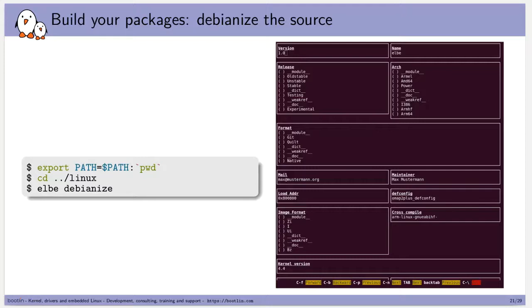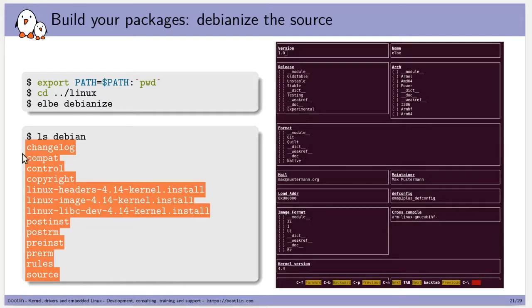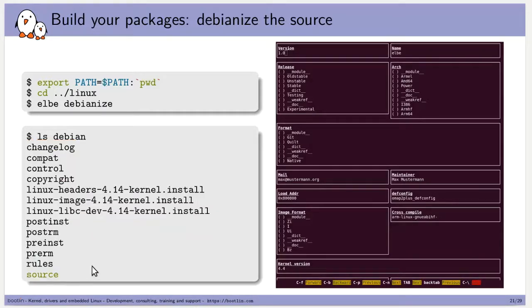So, for example, for Linux, you can choose the defconfig, the architecture, the release, etc. After you complete all this configuration, ELBE will create the Debian directory inside the package, so here Linux. For example, for Linux, it will create all of those files. As I said, for Linux, it's already scripted. So normally, if you just configure this UI correctly, you will have a usable Debian directory.